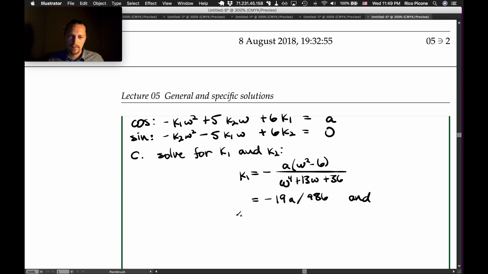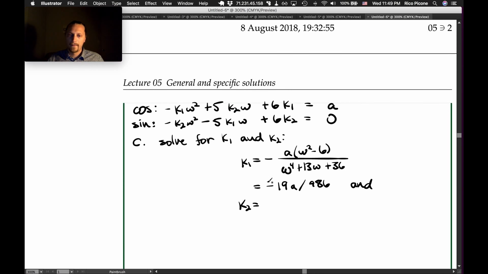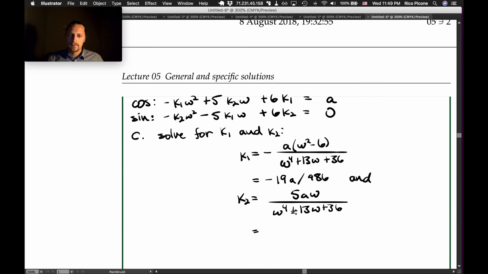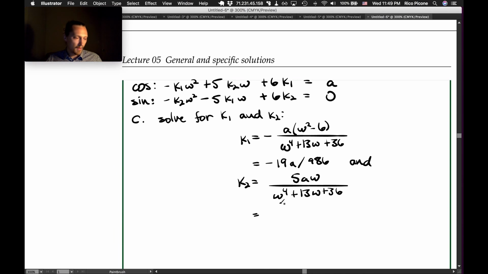And we have K2, which is equal to 5a omega divided by omega to the 4th plus 13 omega plus 36, which, if you substitute in omega equals 5, you will get 25a divided by 986.